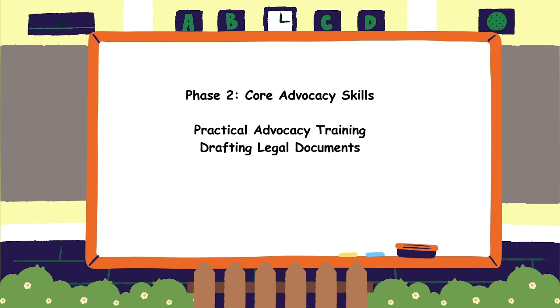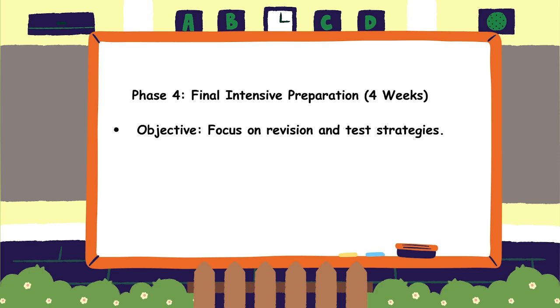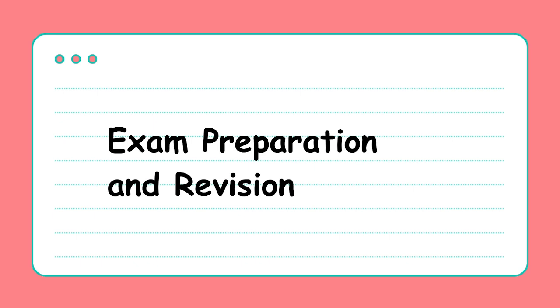In phase 2 we have core advocacy skills, like practical advocacy training, and drafting legal documents. These are the important parts of phase 2. In phase 3 we have advanced legal practice, so conference and negotiation skills, opinion writing. All these are part of this. Then in phase 4 we have final intensive preparation, a 4 weeks program which focuses on revision and test strategies.